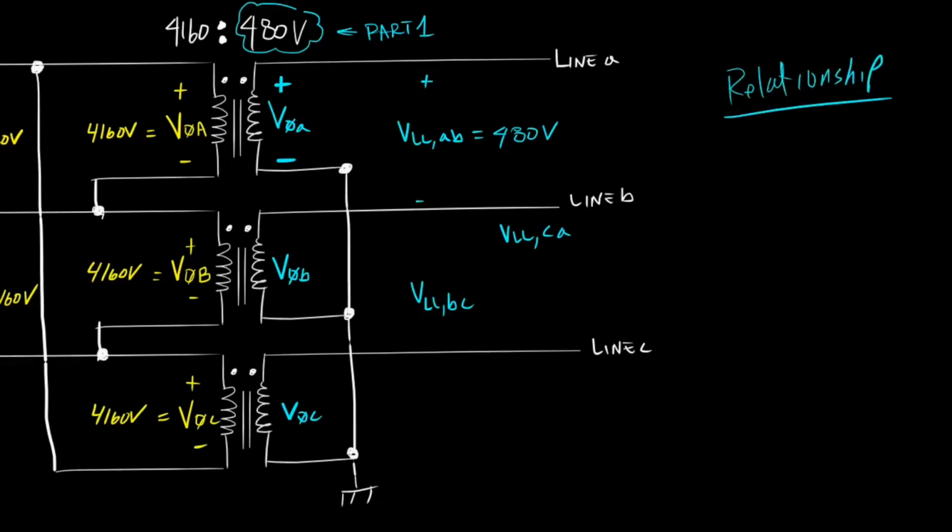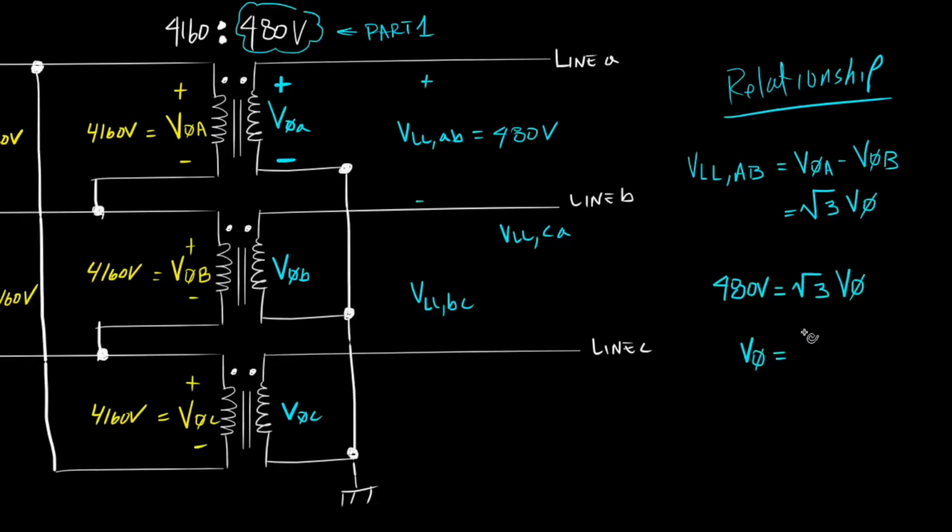Remember the relationship? For a Y-connected transformer, the line-to-line voltage across line A and line B is equal to phase A voltage minus phase B voltage, which is equal to the square root of 3 times any phase voltage. Since we already know that our line-to-line voltage is 480 volts, we simply solve for the phase voltage by dividing 480 volts by the square root of 3, which gives us approximately 277 volts. So phase A voltage is equal to 277 volts.